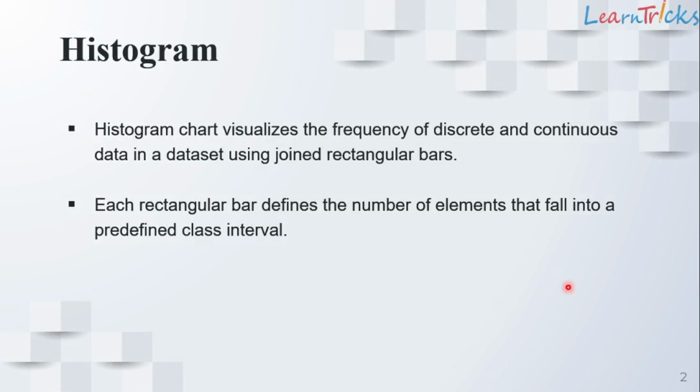Now the histogram chart visualizes the frequency of discrete and continuous data in a dataset using joined rectangular bars, and each rectangular bar defines the number of elements that fell into a predefined class interval. Now this histogram is similar to the bar graph, but it is somewhat different. In a bar graph we define the bins, but in a histogram we cannot define the bin size of the bar graph, and a histogram shows the complete distribution of the data.